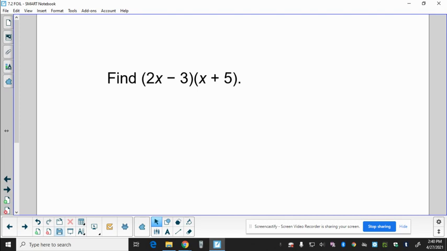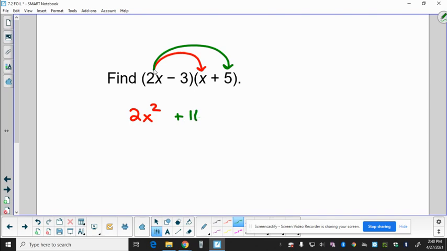How about we take a look at this? Let's try a FOIL method on this. So just be careful with your multiplication. What is that? That's 2x squared. Next part of the distributive property would be 10x. Let's keep going. Now the next distributive property. And then finally our last terms, multiplying carefully.